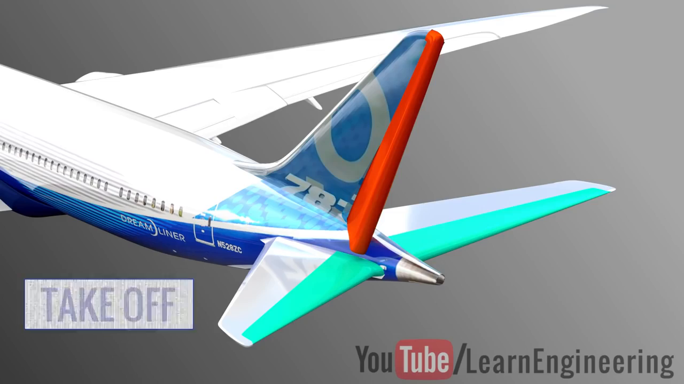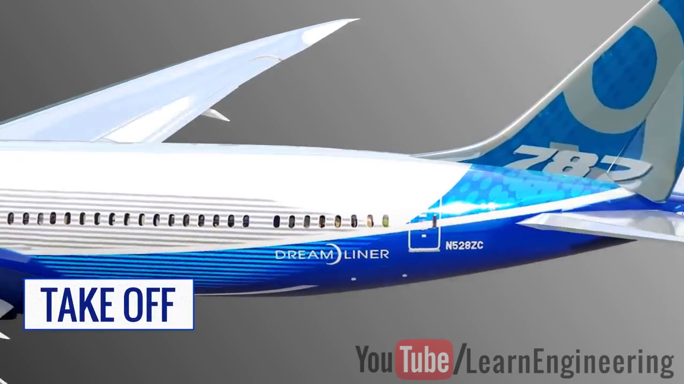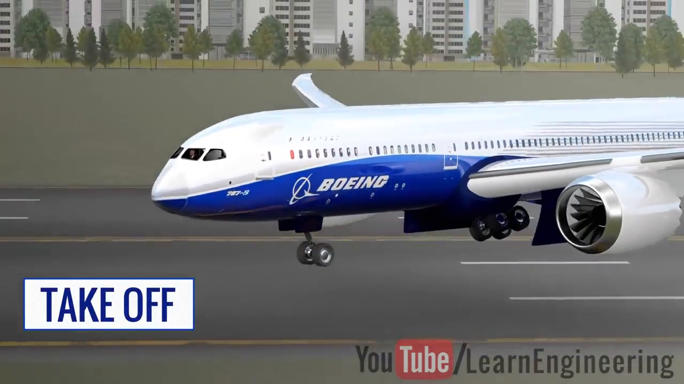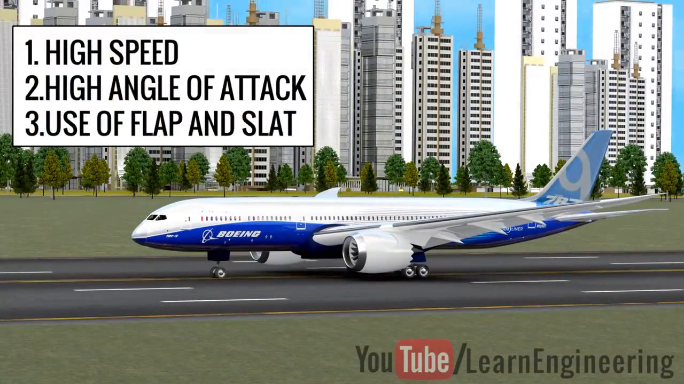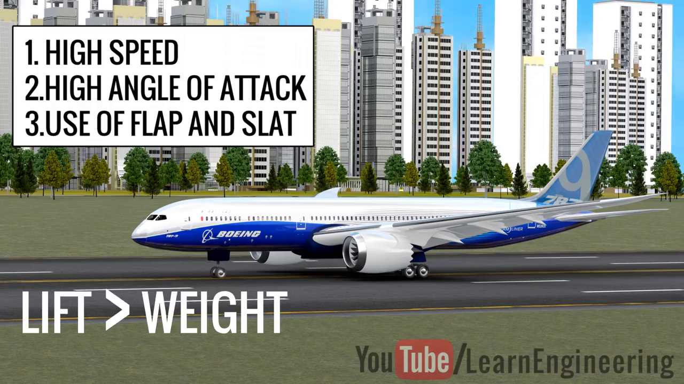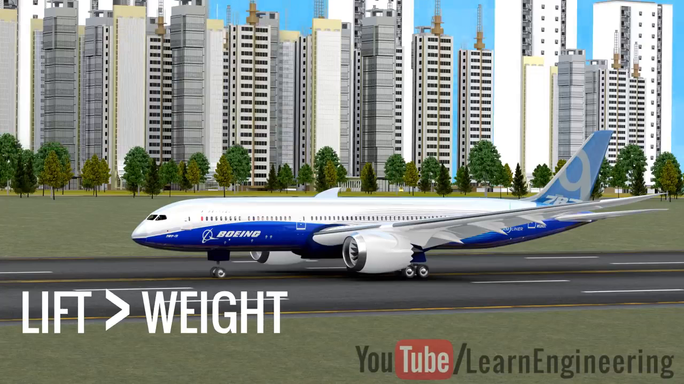Let's start with the takeoff part of the flight. To get the airplane to take off from the ground, what you have to do is increase the lift force using various techniques and make sure that this force is more than the gravitational pull. Pilots apply all of the three lift increase techniques together for a successful takeoff.